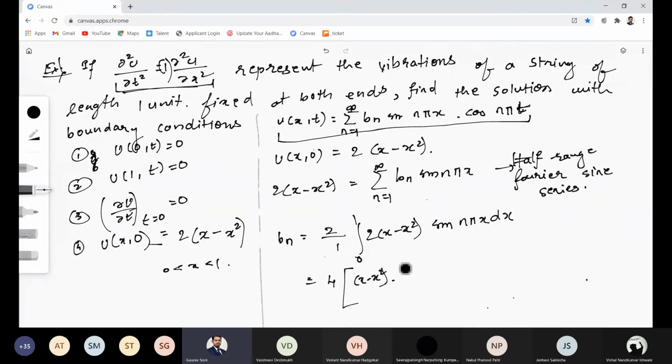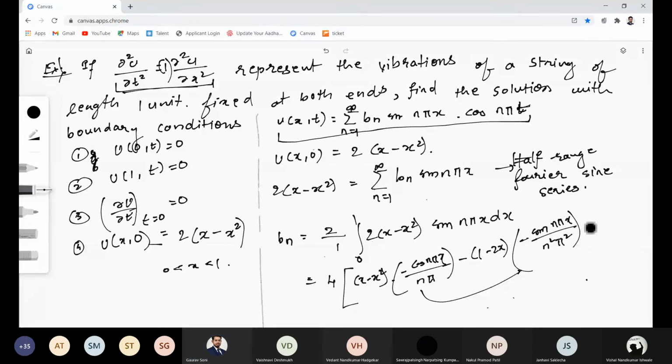Integration of sin n pi x is minus cos n pi x upon n pi, minus derivative of this, 1 minus 2x. Integration of this once again, that will be minus sin n pi x upon n square pi square, plus derivative of this once again, that will be minus 2, and in the bracket cos n pi x upon n cube pi cube, limits from 0 to 1.